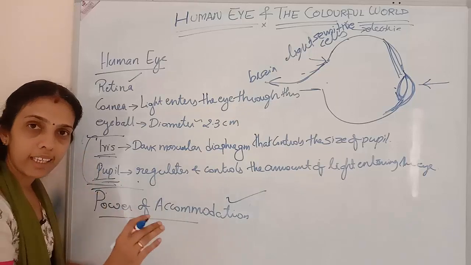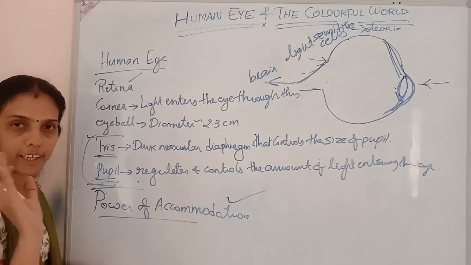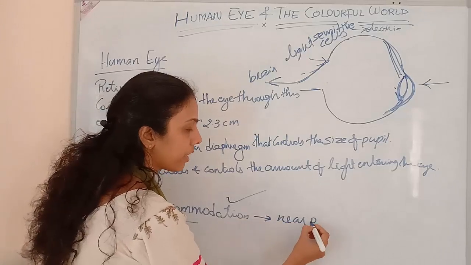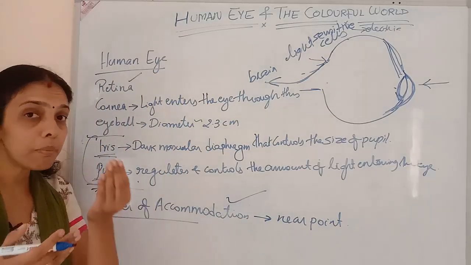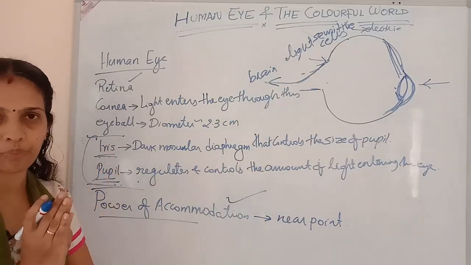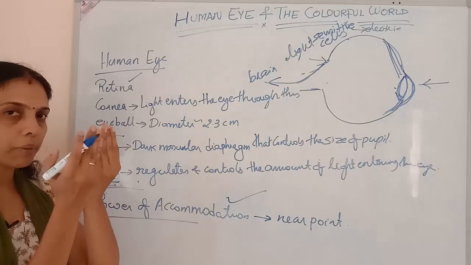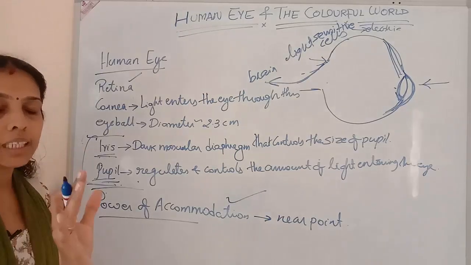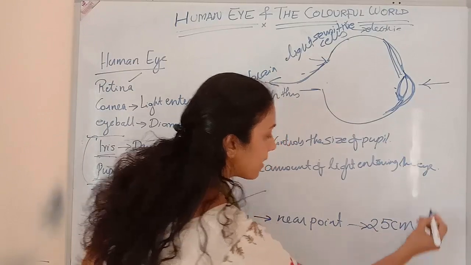The ability of the eye lens to increase the focal length or decrease the focal length is called the power of accommodation. Here we are considering the near point. Near point means the minimum distance required by the eye to see the object very clearly. If I am keeping it like this, I can see. If I am keeping it like this, I can't see it properly. So the minimum distance required by the eye lens to observe the object very clearly is called the near point. The near point of a normal eye is 25 centimeter.